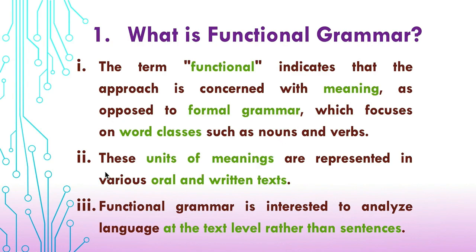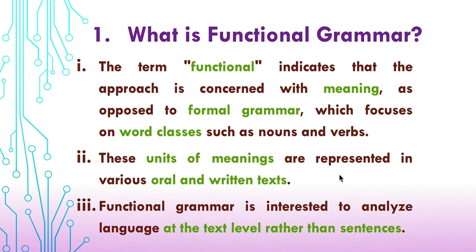We move to point number 2. These units of meanings are represented in various oral and written texts. Look, units of meanings here means that when we say we study functional grammar in relation to meaning, meaning from where? Meaning from what? So we derive meaning from texts, and there are two types of texts generally. The first type of text is oral text. Oral text means the spoken form, and then we have the written text that we write. So the texts can be divided into two parts. Texts may be oral, texts may be written.